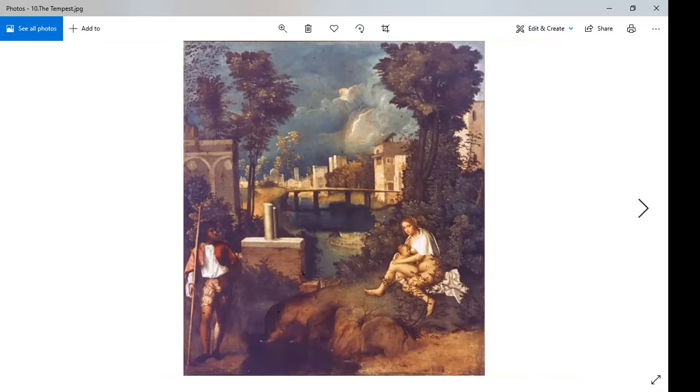It's called The Tempest. It's by Giorgione, or I'll spell his last name, Giorgione. Giorgione, The Tempest, c. 1510. The little c you can ignore. I've said that before, and I'll keep saying it. You don't have to write the c. That's Italian for about. I mean, they don't know the exact year.